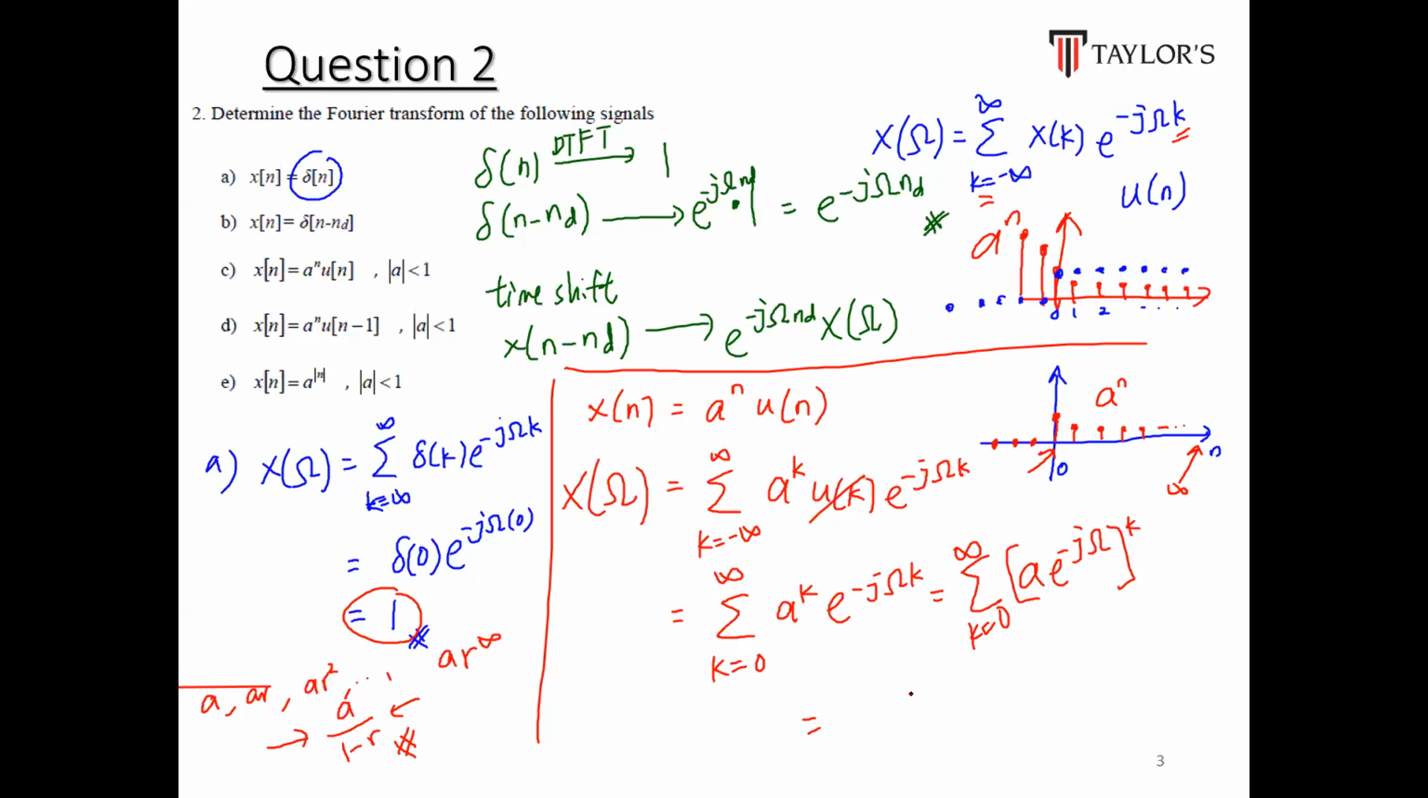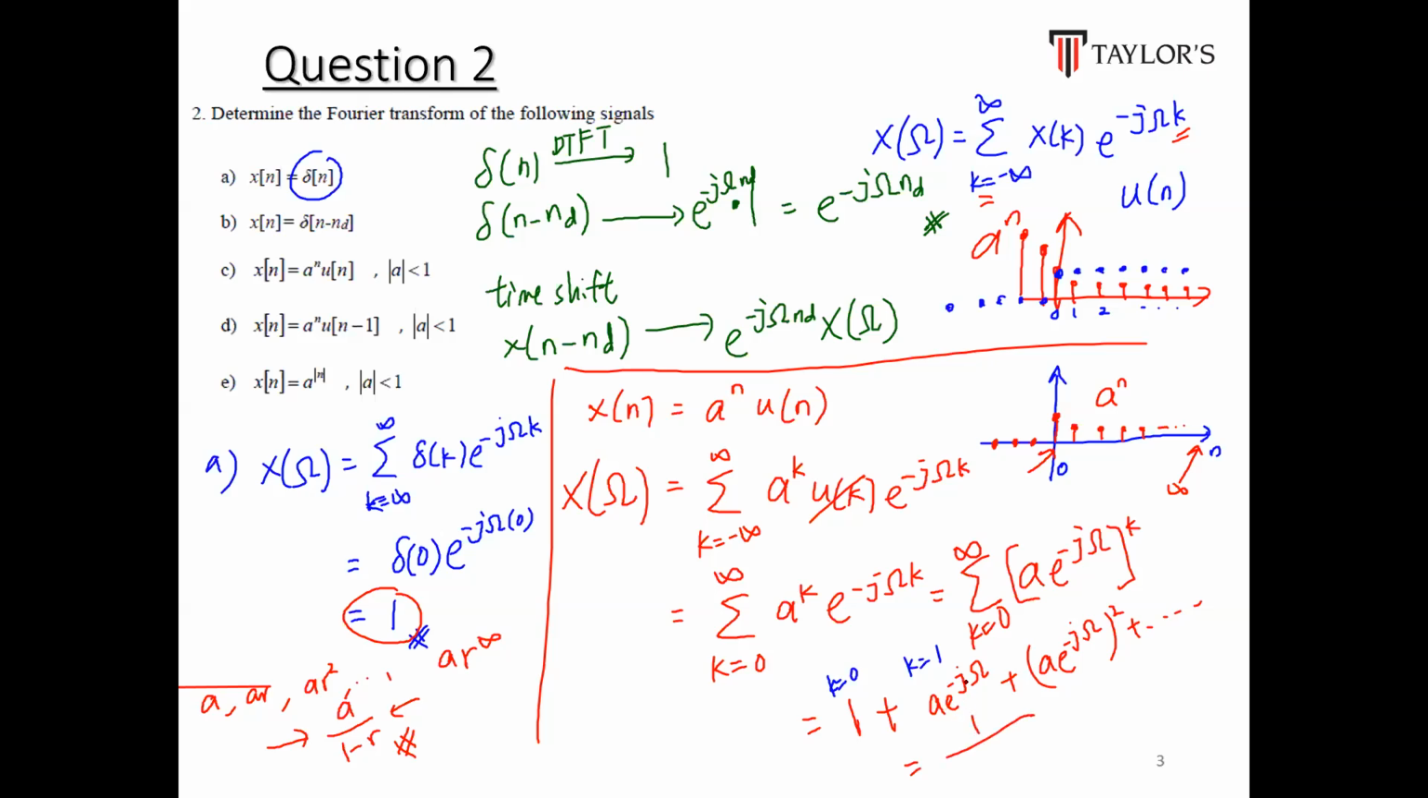Okay, I write it down one by one. This one will be 1 plus, why is it 1? Because when I substitute k equals 0, anything to the power of 0 is equal to 1. That is why I put 1 here. So I write here, this is when k equals 0. When k equals 1 is a e negative j omega. When k equals 2 is a e negative j omega squared, and so on and so forth, all the way to infinity. So our a is 1.